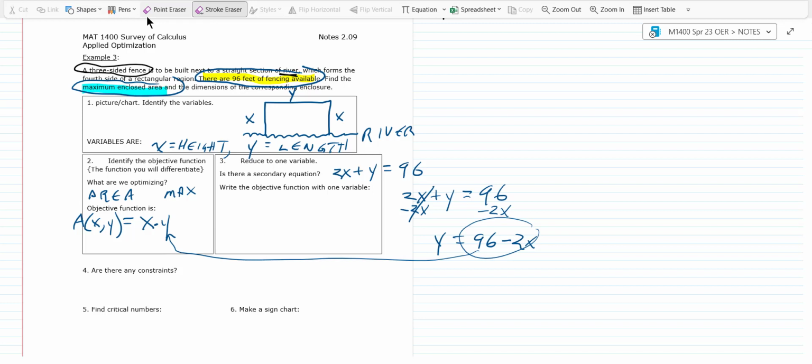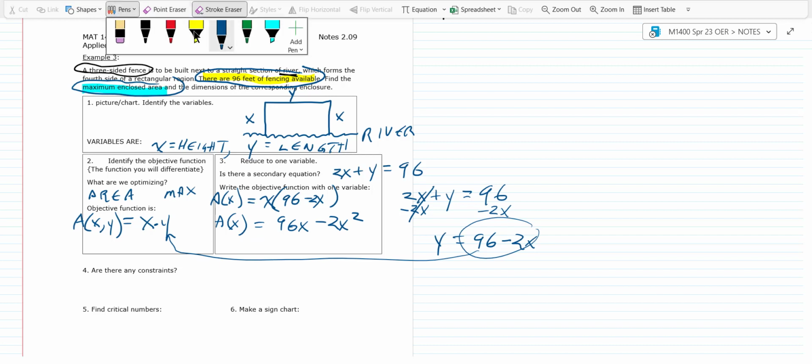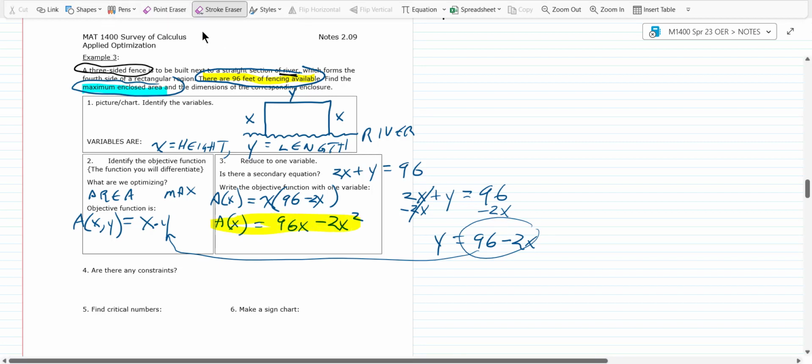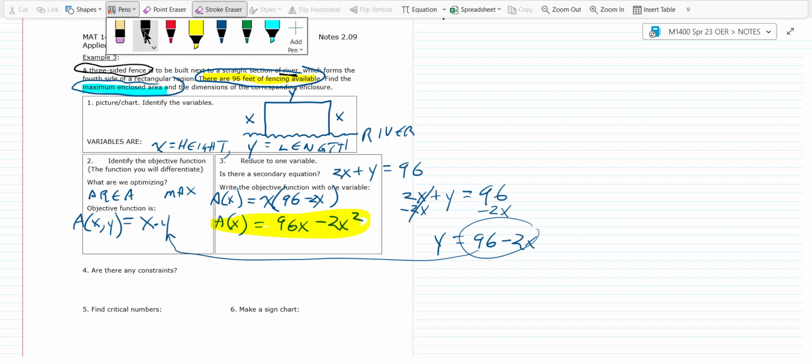So what you're trying to do is just get this down to one variable. So you have x times 96 minus 2x. Now that area is in terms of one variable, and that's what you're always trying to do. Once you get that objective function, it's not too hard to finish up. So we're going to have A of x equals 96x minus 2x to the second. That will be your objective function. Then we'll go ahead and finish that up. So that's the whole key.